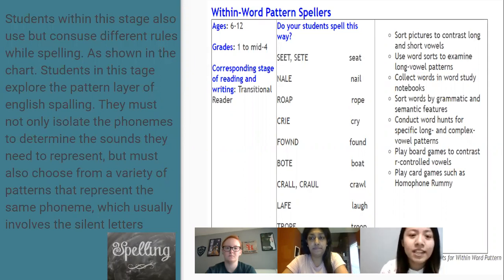Students within this stage also use but confuse different rules while spelling as shown in the chart. Students in this stage explore the pattern layer of English spelling. They must not only isolate the phonemes to determine the sounds they need to represent, but must also choose from a variety of patterns that represent the same phoneme, which actually involves the silent letters.